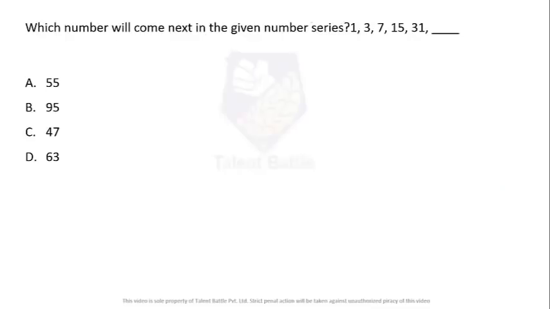Which number will come next in the given series? 1, 3, 7, 15, 31, and so on. The difference is 2, then 4, then 8, then 16, so the next difference obviously has to be 32. So 31 plus 32 comes out to be 63. The answer is option D.